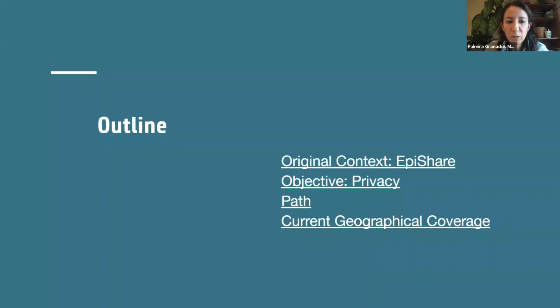So today I'm going to talk to you specifically about the original context in which DPAT was created. This was EpiShare. Then we're going to talk about the objective that it follows, the main reason for which it was created. And then I'm going to walk you through its path, how it works, how it looks, what it's composed of, and what it's intending to do. And then I'm going to briefly refer to its geographical coverage. Next slide, please.